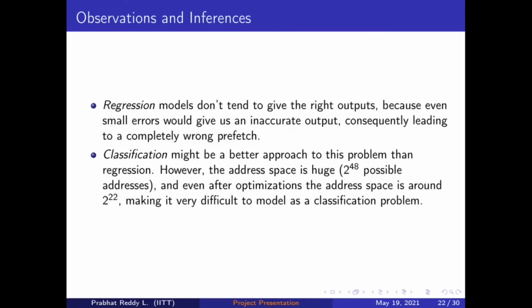After a lot of experimentation, these are some of my observations. The regression models do not tend to give the right outputs because even small errors in the address would give us an inaccurate output that leads to a completely wrong prefetch. So as compared to a regression model, a classification model might be a better approach. However, the classification model has a huge address space and the model itself consumes a lot of memory footprint.